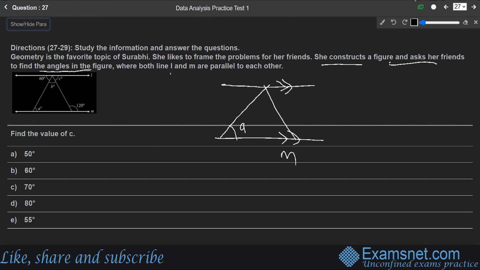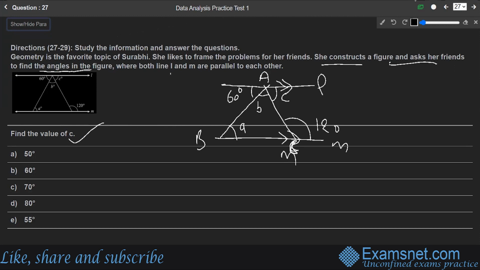This very angle is A. This very angle is 120. This very angle is 60, already given. This very angle is B and the other one is C. We are supposed to find out the value of C. Let us do it. Let us name these points so that the things can be identified by the names A, B and C.